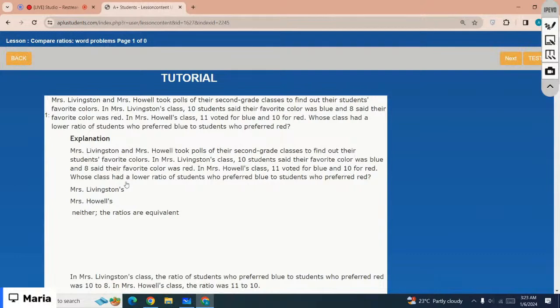Mrs. Livingston and Mrs. Howell took polls for their second grade classes to find out their students' favorite colors. In Mrs. Livingston's class, 10 students said their favorite color was blue and 8 said their favorite color was red. In Mrs. Howell's class, 11 voted for blue and 10 voted for red. Whose class had a lower ratio of students who preferred blue to students who preferred red, right?